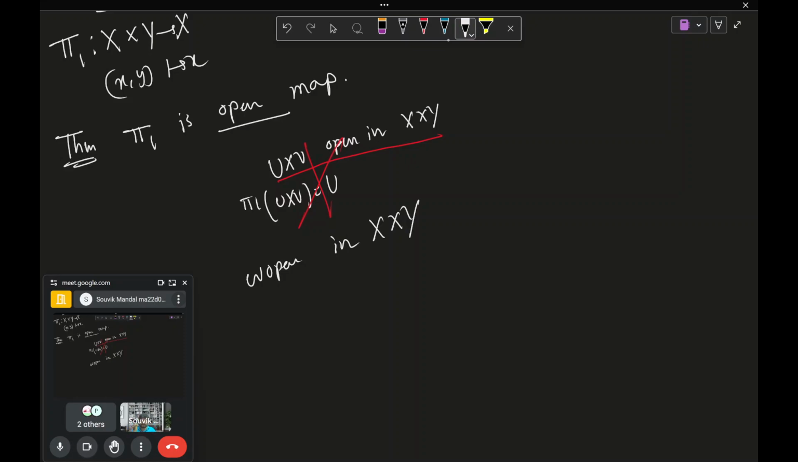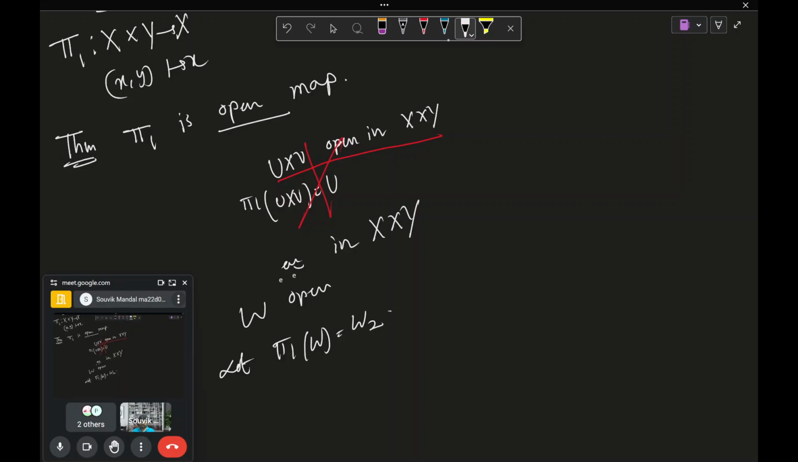Take any open set in X cross Y. If pi one is the projection on the X axis, let the open set in X cross Y be O1, and let its projection be W, open in X. Let W be open in X cross Y, and let its projection be W2. Let us take any point x in W2.